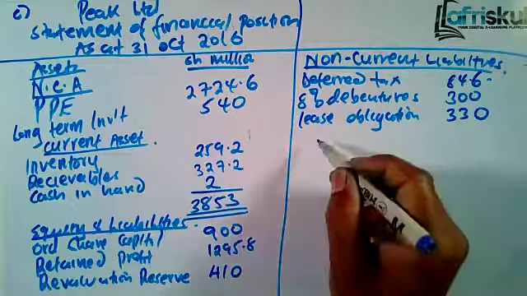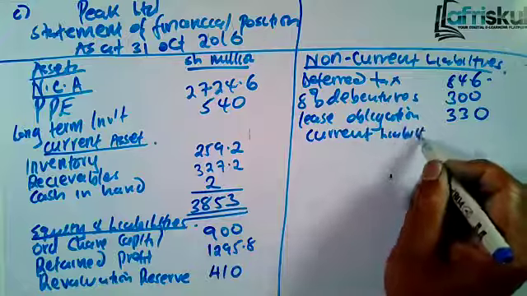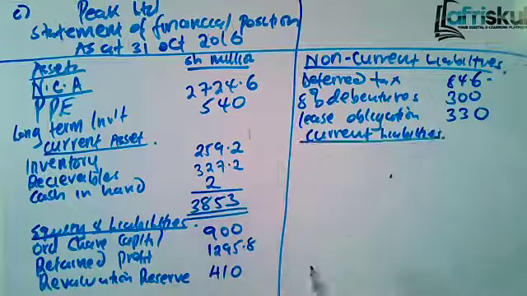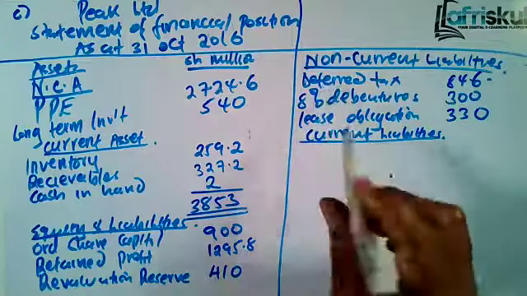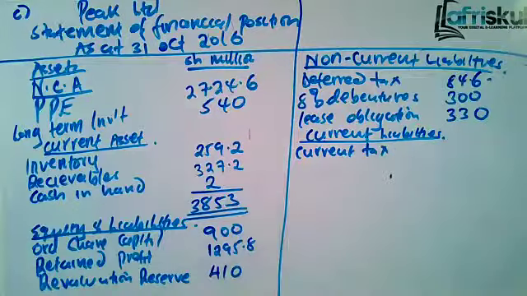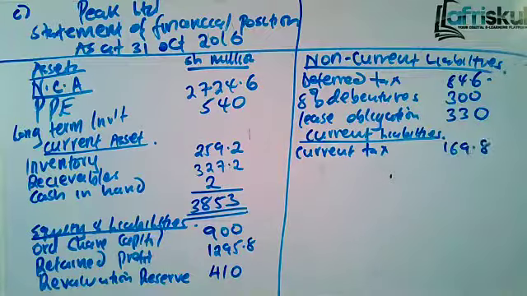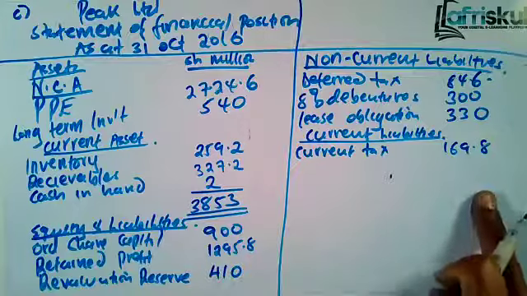Then let's go to the current liabilities. Under the current liabilities, here you have deferred tax as non-current. That means here we bring the current tax. It was just a provision. If you go back to note number 6, we are told that the corporate tax for the year ended 1st October 2016 was estimated at, it's just an estimate, 169.8. That means we have not yet paid, therefore it becomes a current liability.